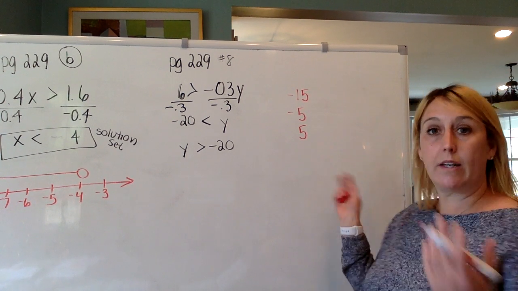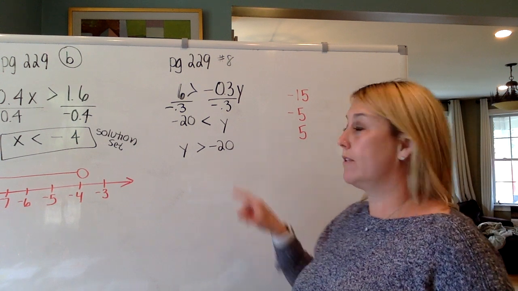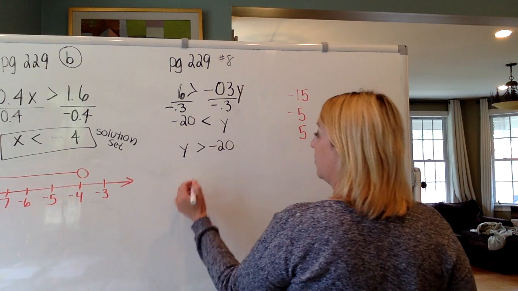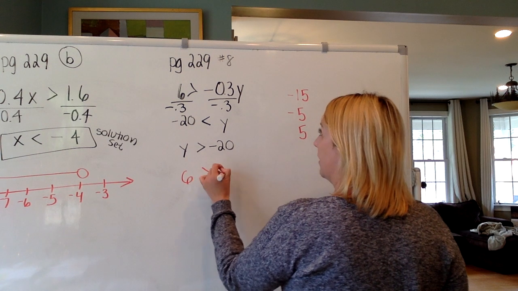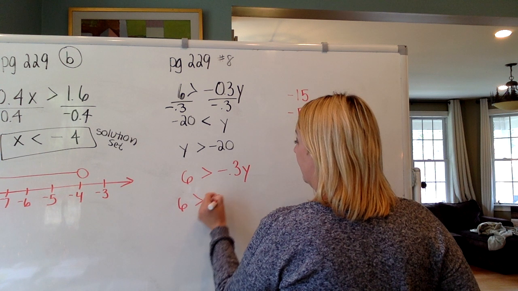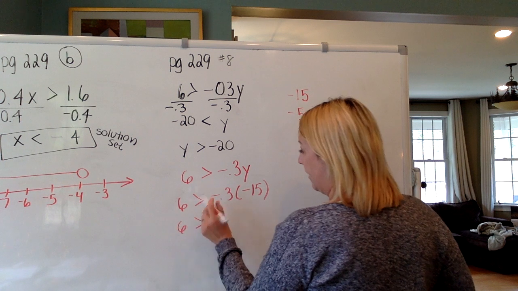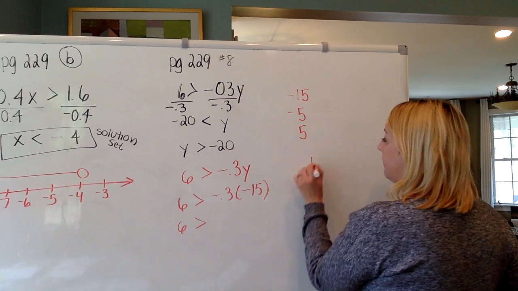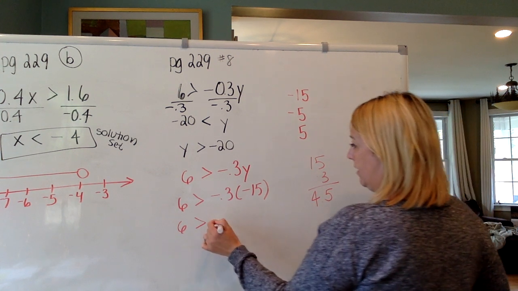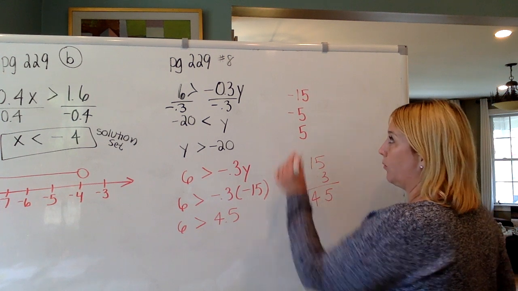So these are just random numbers that I picked to substitute with, but I wanted to make sure that they met my solution set requirements, that they were greater than negative 20. So remember, when we substitute into the original inequality. Okay, so if I'm going to substitute here, negative 0.3 times negative 15. This is 6. Negative times a negative is a positive. 15 times 3/10 is positive 4.5. And of course, 6 is greater than 4.5. So we know that one worked.